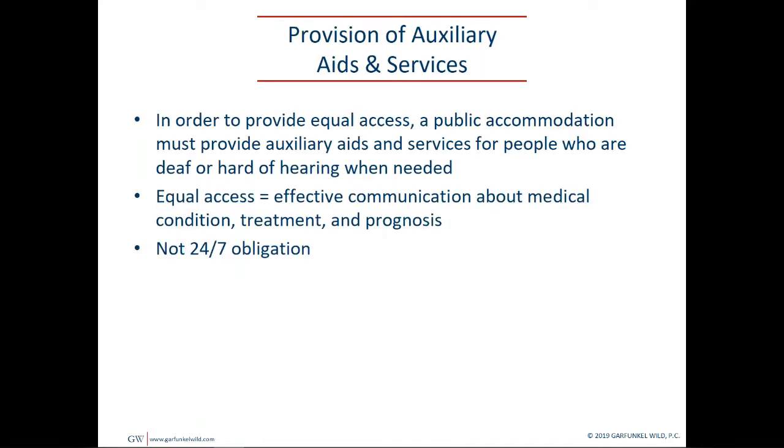So let's talk specifically regarding the provision of auxiliary aids and services and sign language interpreting services, which I think is probably where this will come up the most in your facility. So in order to provide equal access, as we said, a public accommodation must provide auxiliary aids and services, particularly for people who are deaf or hard of hearing. The concept is a person who is deaf has to be provided the same access in terms of communication about their medical condition, treatment, and prognosis as would a hearing person with the same condition.